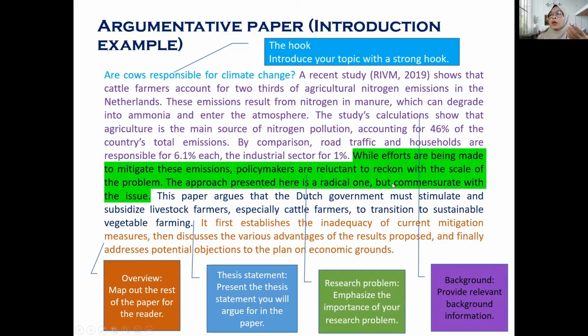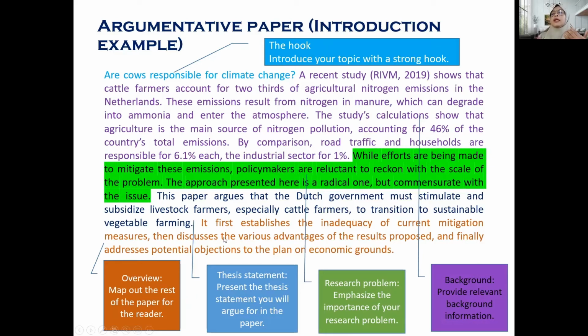Then the next section is, while efforts are being made to mitigate this emission, policymakers are reluctant to reckon with the scale of the problem. So the approach presented here is a radical one, but commensurate with the issue. So this is the research problem, emphasize the importance of your research problem. Then the next section is, this paper argues that the Dutch government must stimulate and subsidize livestock farmers, especially cattle farmers, to transition to sustainable vegetable farming. So this is a thesis statement. Present the thesis statement you will argue for in the paper.